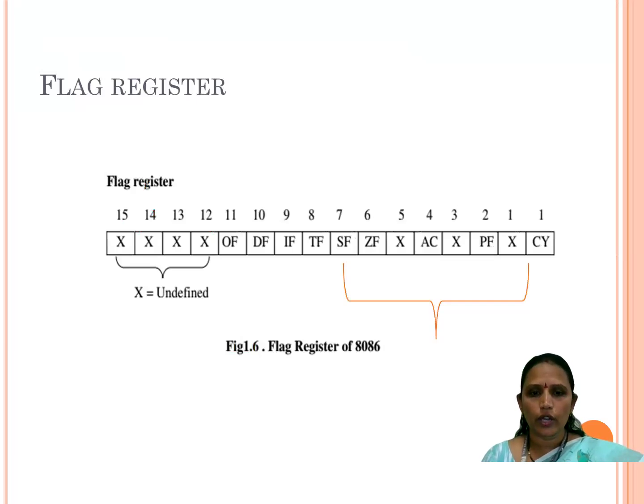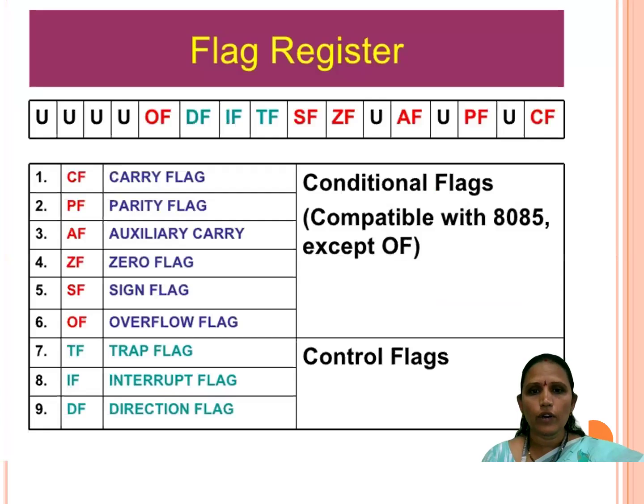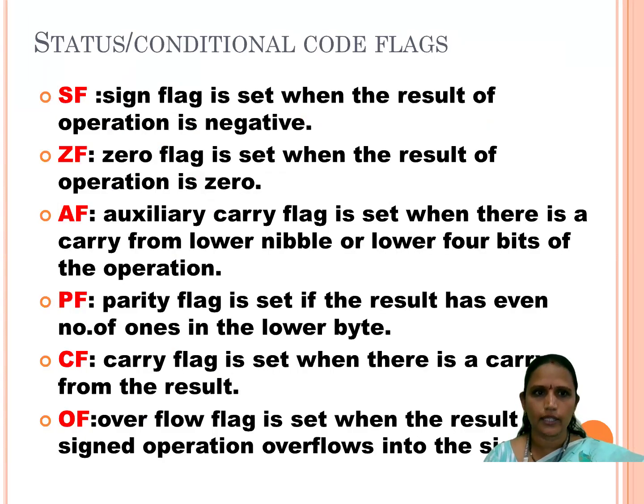So these can all be used as conditional flags. What are the conditional flags? Carry flag, parity flag, auxiliary carry flag, zero flag, and the sign flag. These same types of flags are available in the 8085, and it is compatible with the 8086, except the overflow flag is not there in the 8085. Coming to the control flags, it has the trap flag, interrupt flag, and the direction flag. So this is the flag register organization of the 8086.